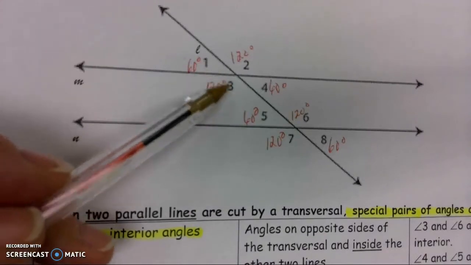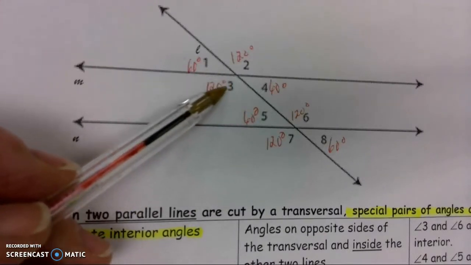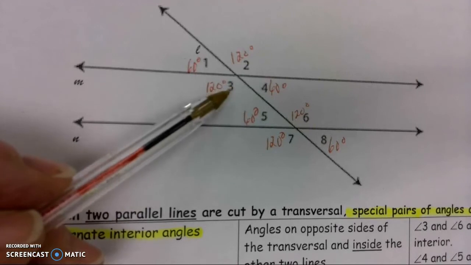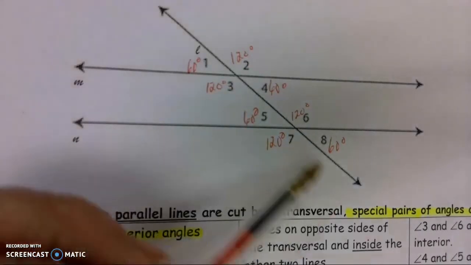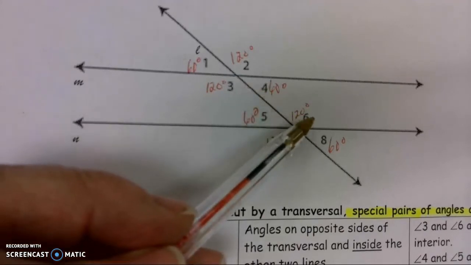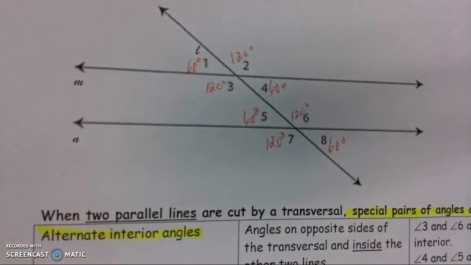Now, what do you notice about those? They're not congruent, they're supplementary. Angle 3 is 120, angle 5 is 60. That equals 180. Angle 4 is 60, angle 6 is 120. That's 180. Same side interior angles. They are supplementary. They equal 180 degrees.